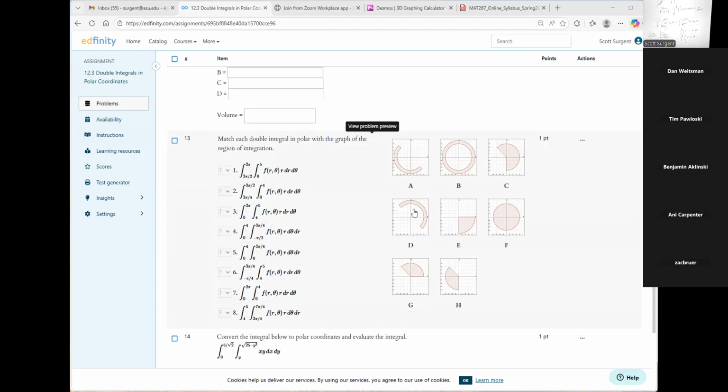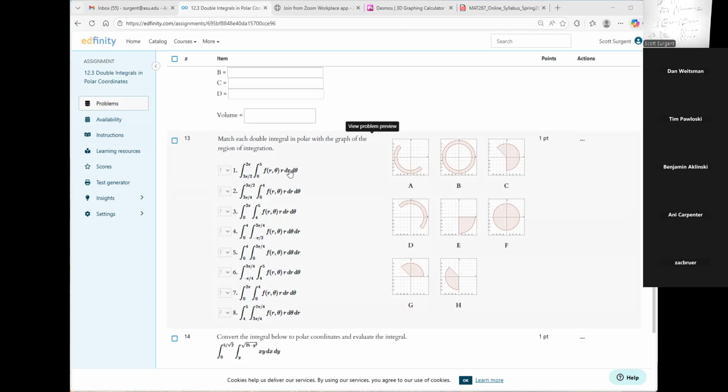For something weird like D, let's see if we can figure this one out. The region begins at radius 4 and exits at radius 5. And we're starting back here at negative 45 degrees and sweeping up to, would that be 135? So that would be negative pi fourths to 3 pi fourths. It's this guy right here, number 6. So anyway, it's just kind of a challenge to try to infer the bounds off the thing.